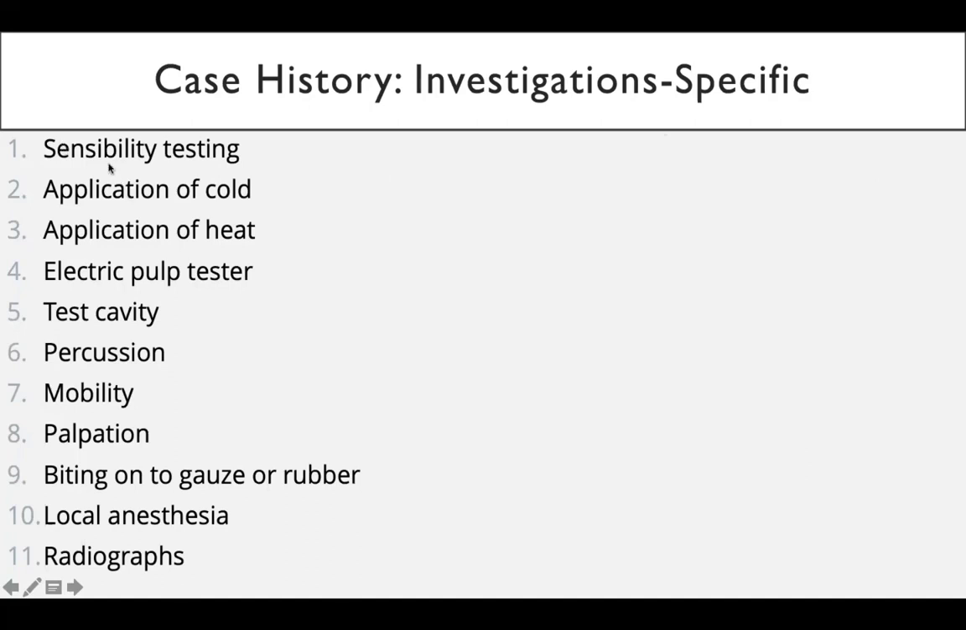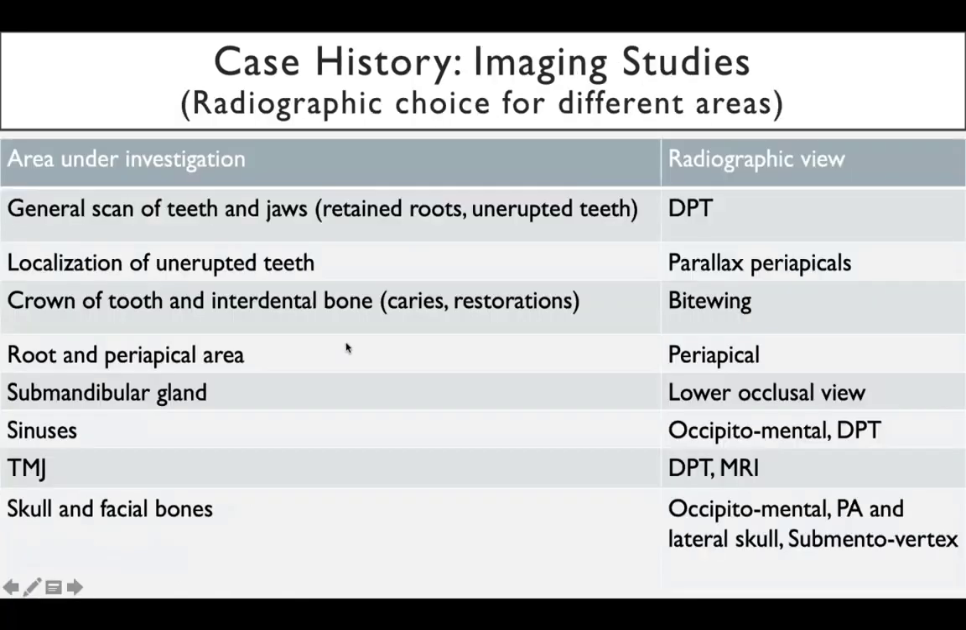And for specific tests, we perform sensibility testing for the teeth: application of cold, application of heat, electric pulp tester, test cavity, percussion, mobility, palpation, biting onto gauze or rubber, local anesthesia, and radiographs. If you want to study some extra, then you can go for the Oxford Handbook of Oral Medicine or Clinical Dentistry to see how to perform these tests. But because we are just medical students and focused as medical students, we have not gone into detail with that. But you should know the names of them.